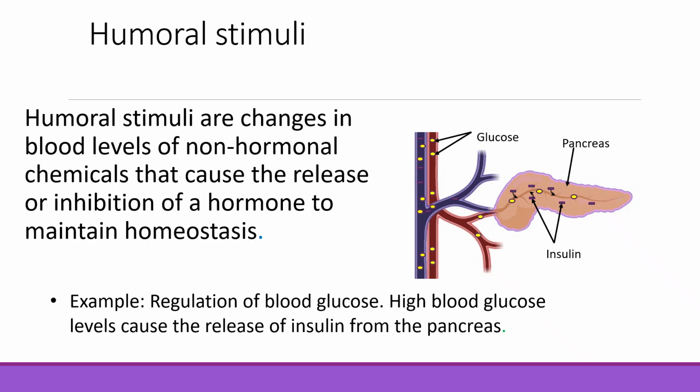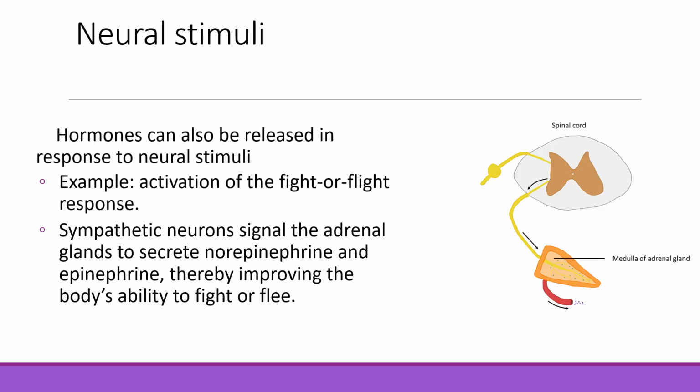So a good example of this is the regulation of blood glucose. High blood glucose levels, so let's just say you ate a bag of M&Ms and now you've got a high blood glucose level, that causes the release of insulin from your pancreas. Insulin's going to go out into the blood, and it's going to pick up all of that excess glucose, and it's going to shunt it over to the liver, where the liver is going to store it as glycogen. So in that particular case, you had a non-hormonal substance, i.e. sugar, that was triggering the release of a hormone.